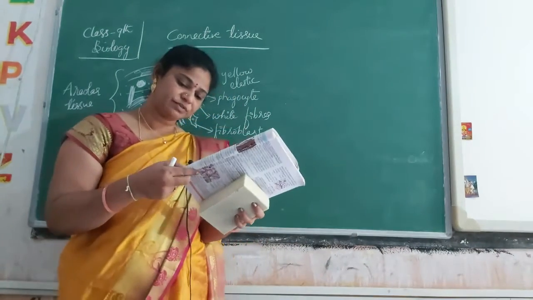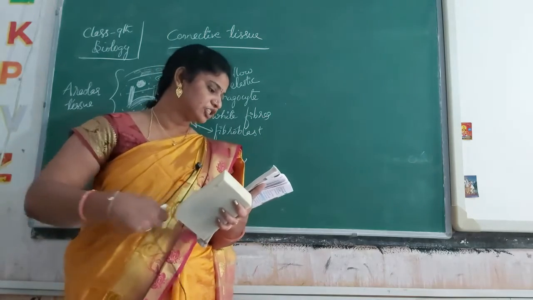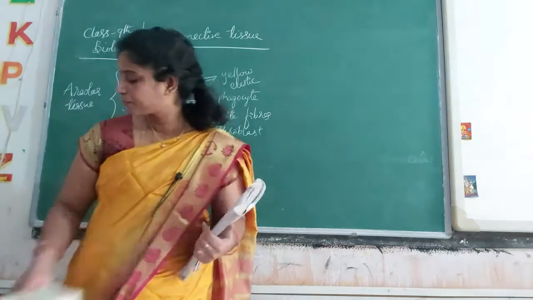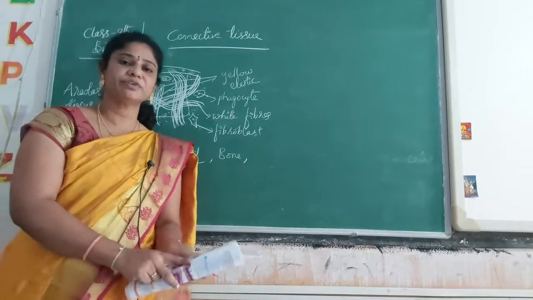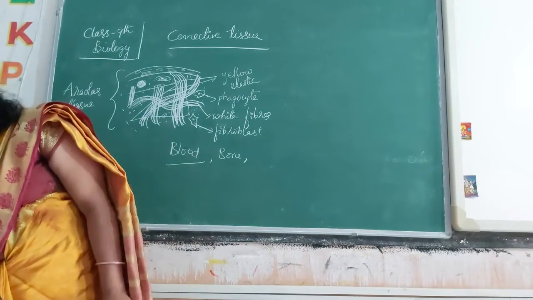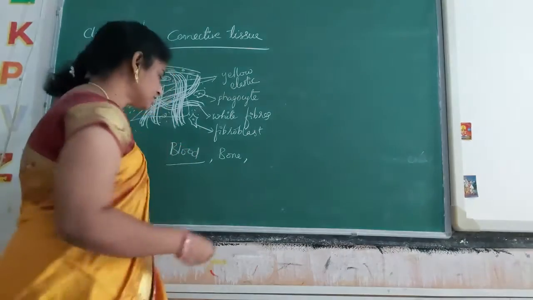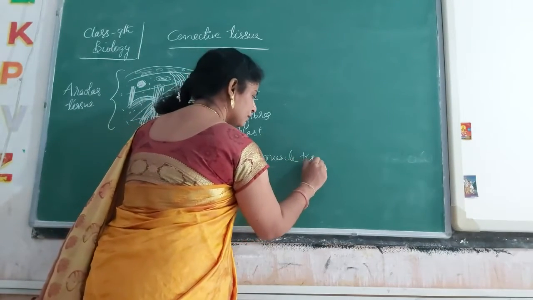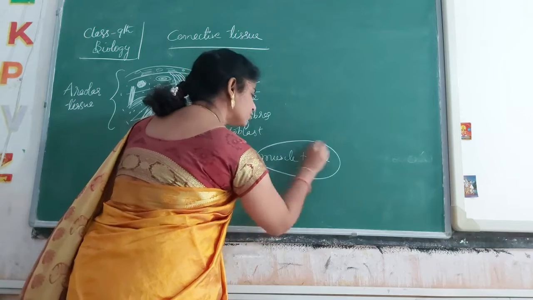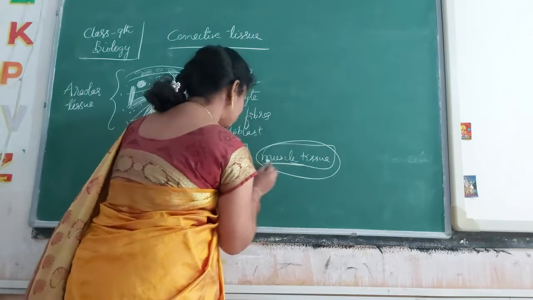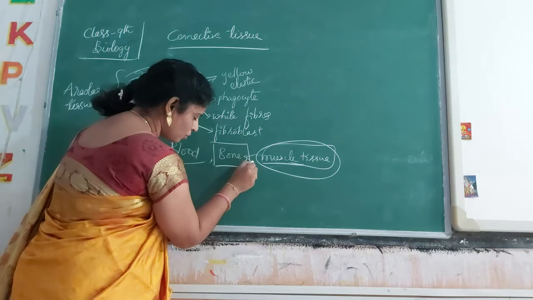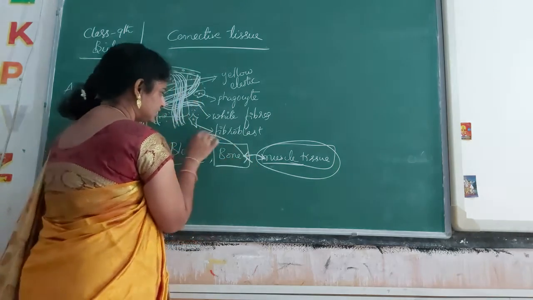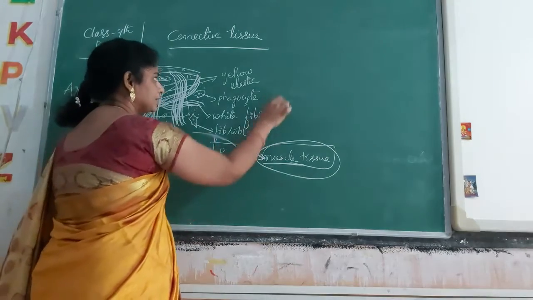These tissues connect organs and muscles. For example, we will go for the bone. Bones are organs, and we have muscle tissues also. The muscles are made up of tissues, and those are connected to the bones. Bones are getting supported by the muscles. Bone is a connective tissue.